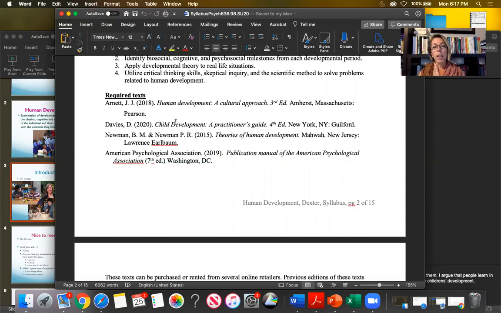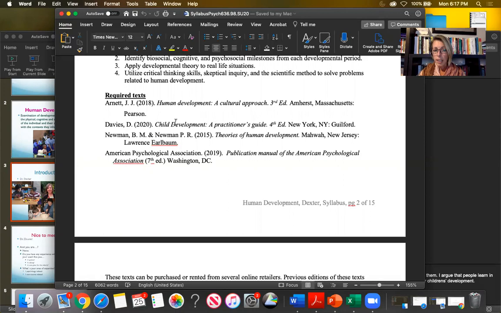The cool thing about the other texts is that I've supplied via email. Most of you have gotten an email from me with a link to find these other texts for cheaper. You can use previous editions of these texts, right? We're in the 3rd edition for Arnett, and we're in the 4th edition for Davies. So there are earlier editions.